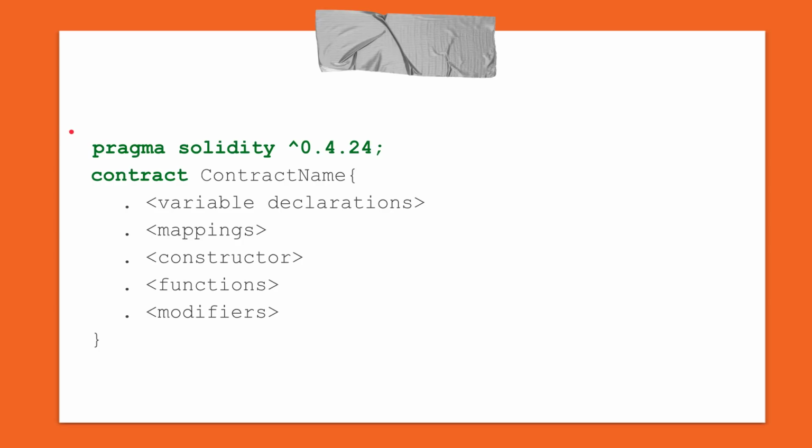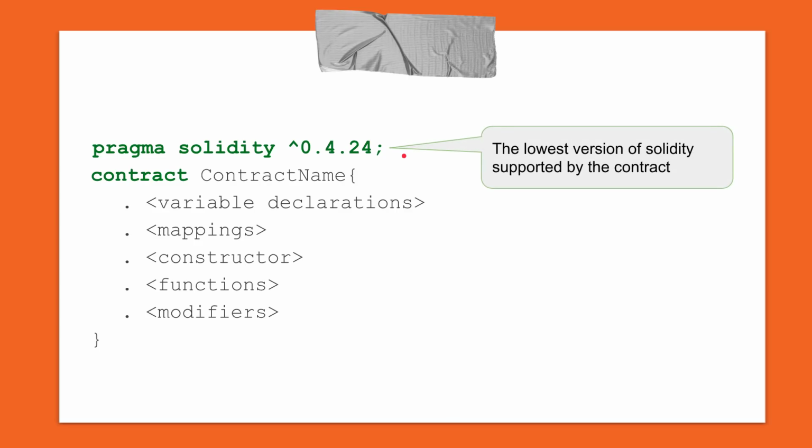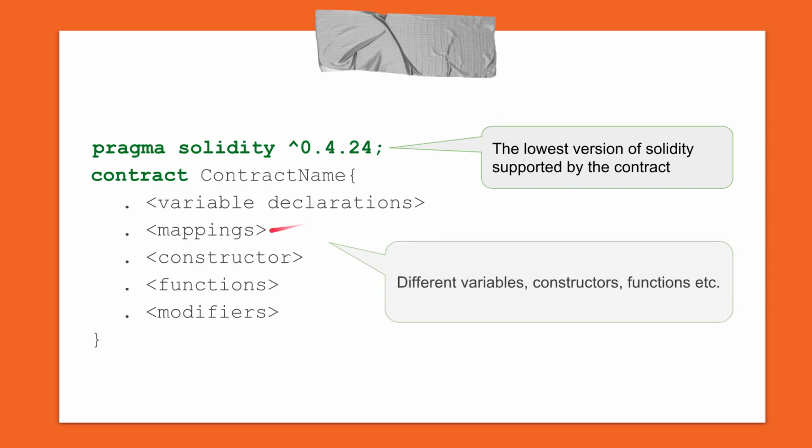Here we can see a sample contract. On the top of every Solidity file there is a so-called version pragma, which tells us the lowest version of Solidity supported by the contract. After that, we have the contract and its name. Inside it we can put variables, mappings, constructors, functions, modifiers, etc.